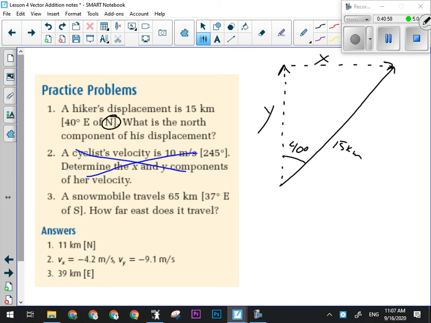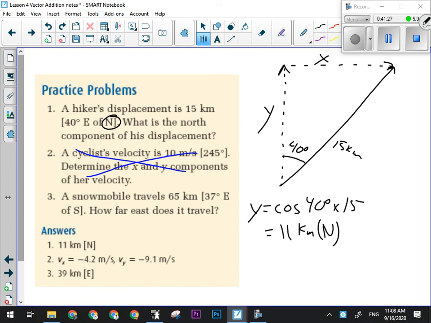I'm going to have to find that by using trig. Which function am I going to use? Cos. The y is adjacent to the 40-degree angle, and I have the hypotenuse. So y will be the cos of 40 degrees times 15 kilometers. When we do that, we should get 11 kilometers north. Okay, that's our answer. Are you all right with that?